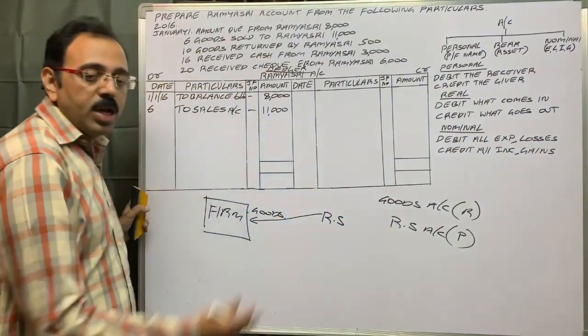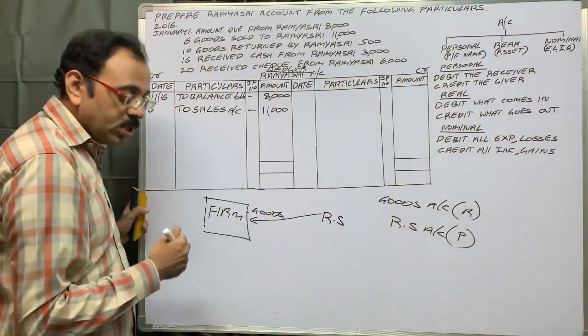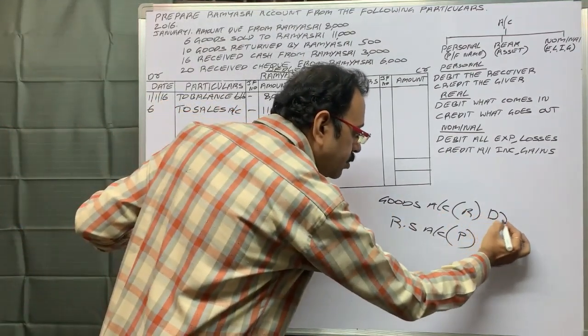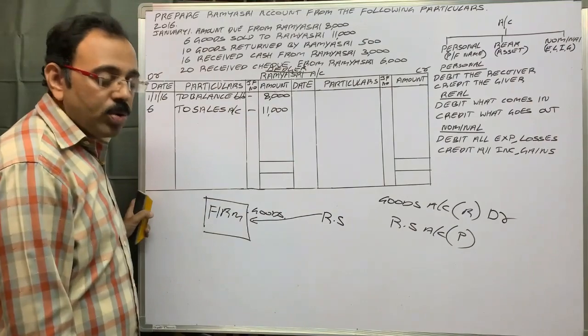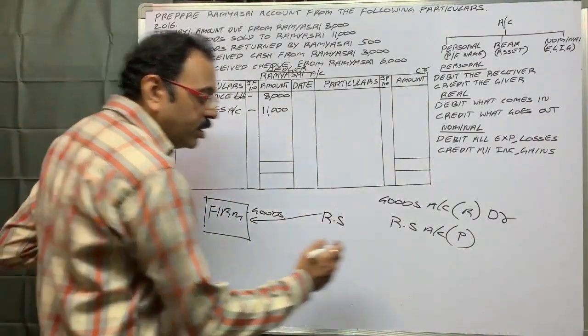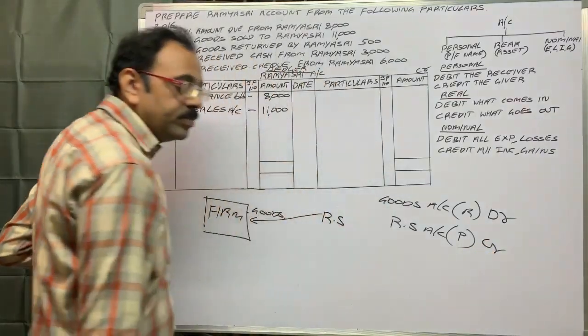Real account rule: debit what comes in, credit what goes out. Goods are coming in now, therefore debit. Personal account rule: debit the receiver, credit the giver. She is a giver, therefore credit.